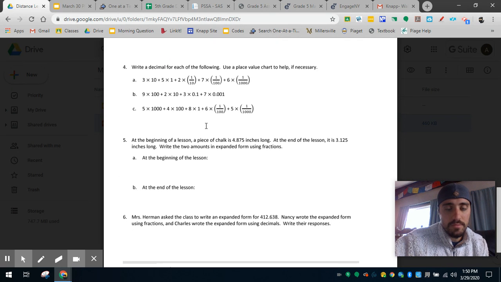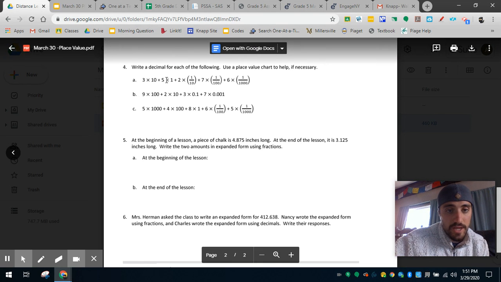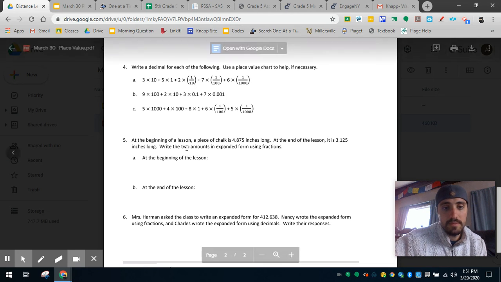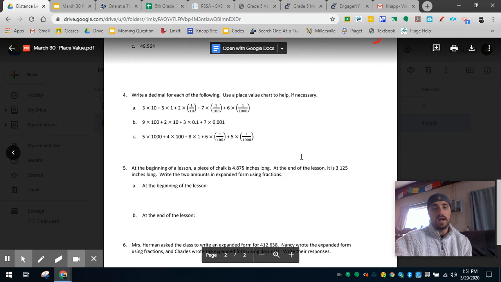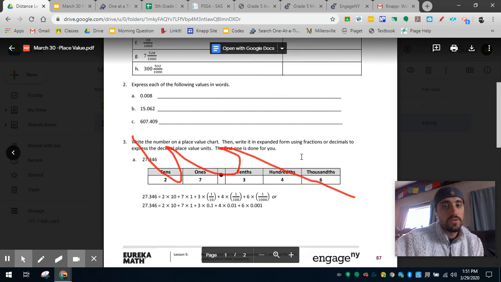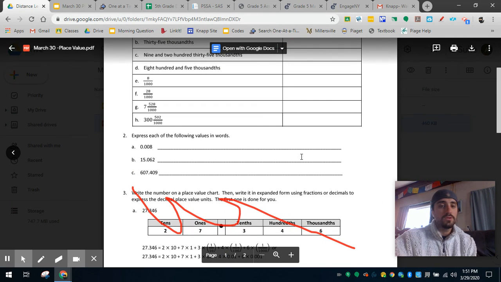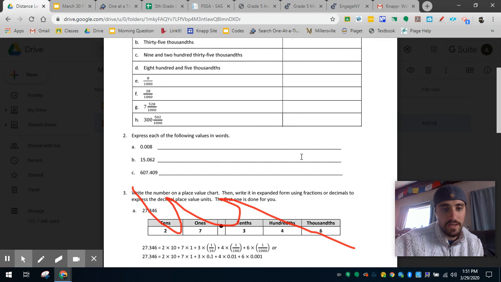All right, for problem number 4, write a decimal for each of the following. So now we're doing the opposite of what we just did. Now you're going from expanded form, and you're going to write your decimal. Pretty similar for 5 and for 6. Okay, so you can watch this video as many times as you want. You can go back and look at it as you're doing your independent work.